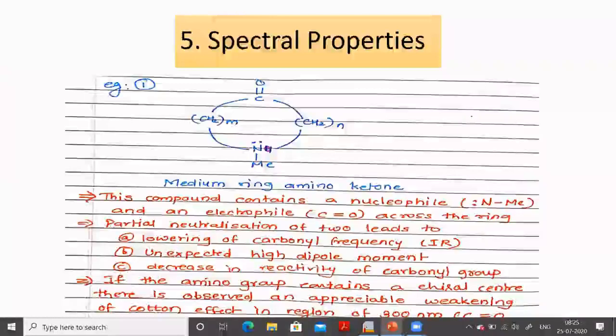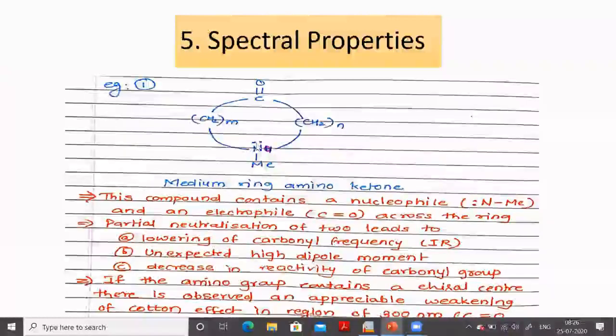Suppose a functional group is chiral. For example, look at this nitrogen. On this side it is attached to CH2M, and on this side it is attached to CH2N. M and N are not necessarily equal. Suppose I say they are different, and this nitrogen is also attached to this methyl group. So this is a chiral nitrogen, and it is expected to show a certain frequency in the region of 300 nanometers. We are saying that this compound has a chiral center.